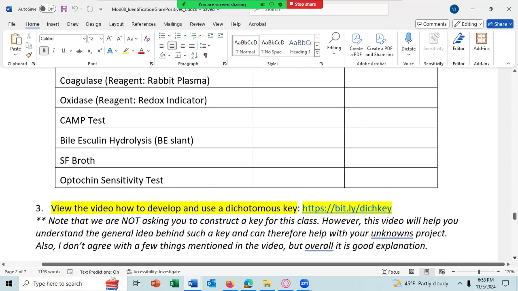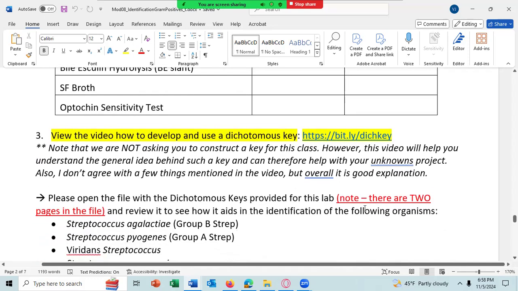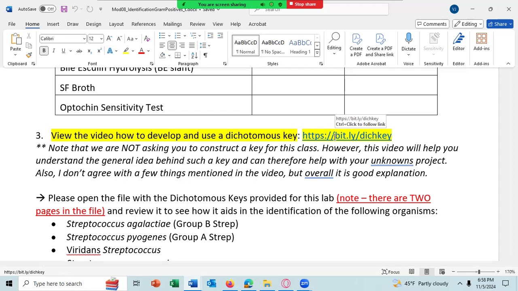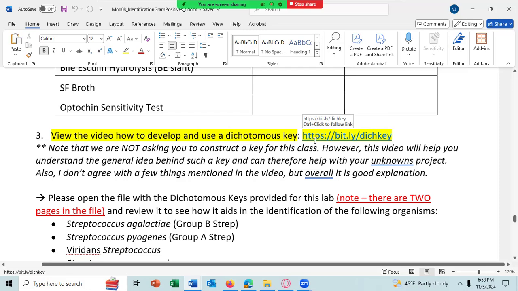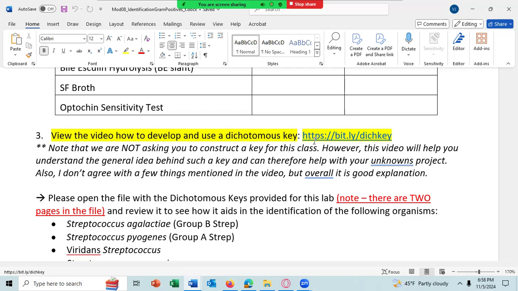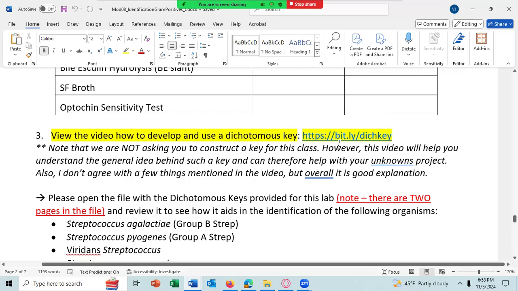If you need help on developing and using a dichotomous key, you can take a look at this video clip. It'll help you understand the general idea behind a key, and it can help you with your unknown project, but do not use this dichotomous key for your unknown project. This is only to help you. And if you're comfortable using a dichotomous key and with the concept of a dichotomous key, you do not need to view this clip.